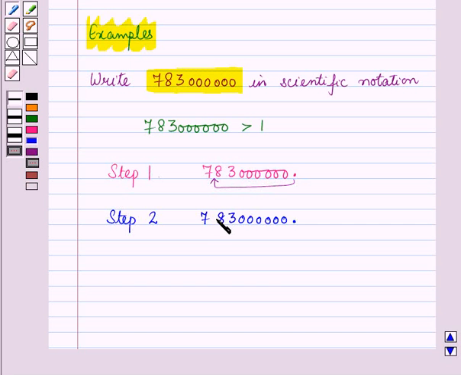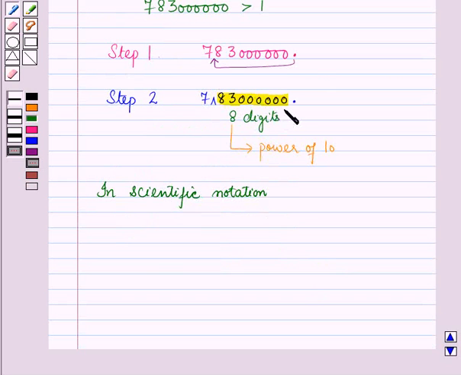Now let us place a caret where we have to place a decimal. And now count the number of digits between caret and the decimal point. Now here you can see that there are 8 digits between caret and decimal point, and the number of digits, which is 8, will be the exponent or power of 10 in scientific notation. So in scientific notation we can write the given number as 7.83 into 10 raised to power 8. Here, as the given number is greater than 1, the power of 10 is a positive integer.